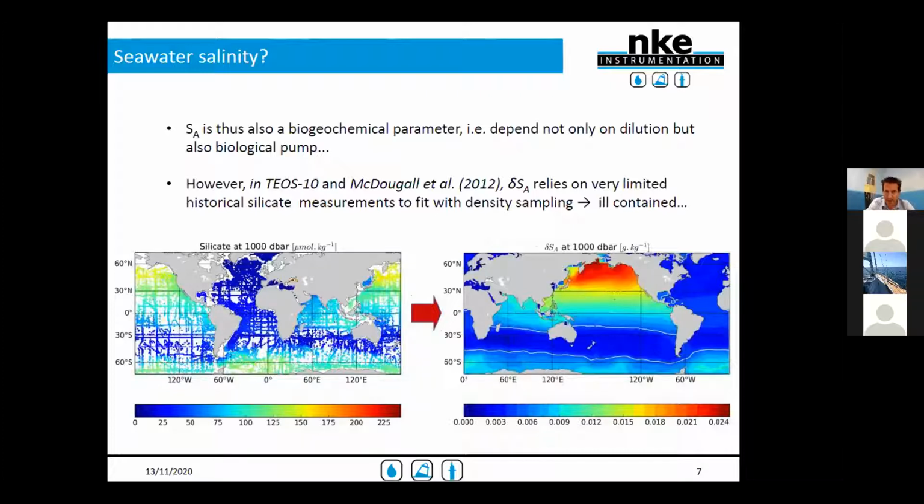So the absolute salinity is also a biogeochemical parameter. It's dependent not only on dilution, but also on the biological pump. However, in the thermodynamic equation of state in 2010 and McDougall in 2012, the composition anomalies rely on very limited historical silicate measurements to fit with density sampling. So here is a map of silicate at 100 decibar, and the composition anomaly at the same pressure depth.